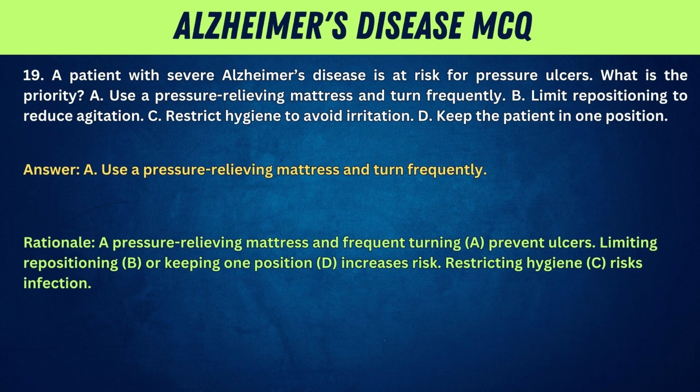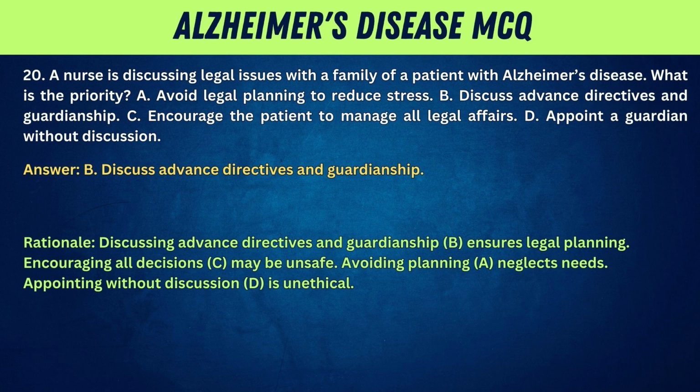20. A nurse is discussing legal issues with a family of a patient with Alzheimer's disease. What is the priority? A. Avoid legal planning to reduce stress. B. Discuss advance directives and guardianship. C. Encourage the patient to manage all legal affairs. D. Appoint a guardian without discussion. Answer. B. Discuss advance directives and guardianship.